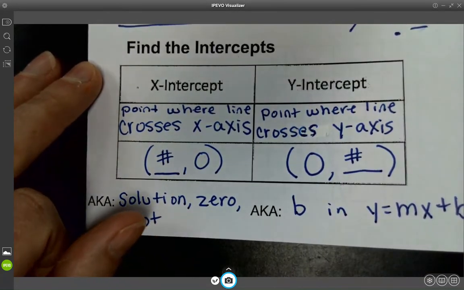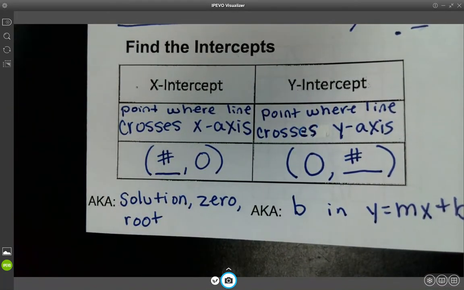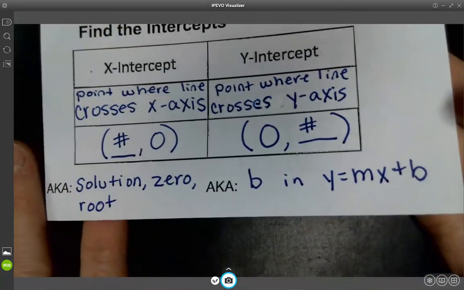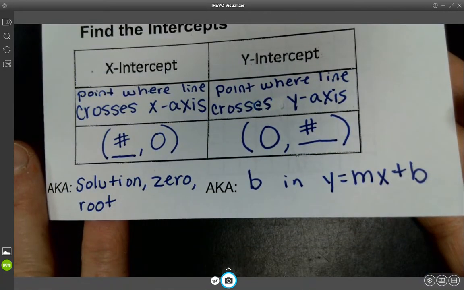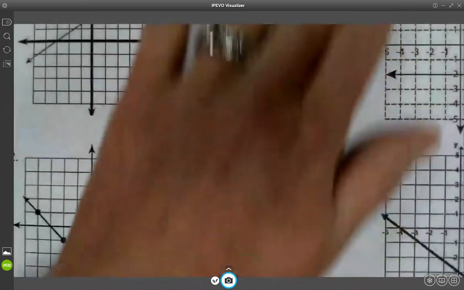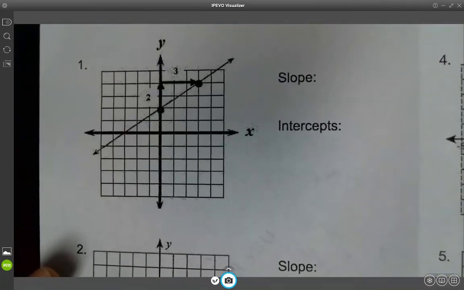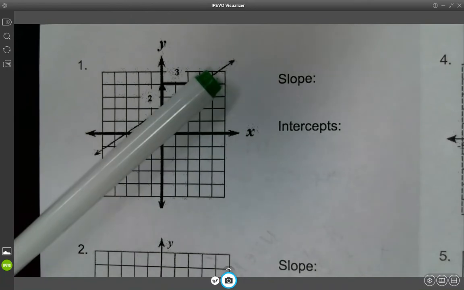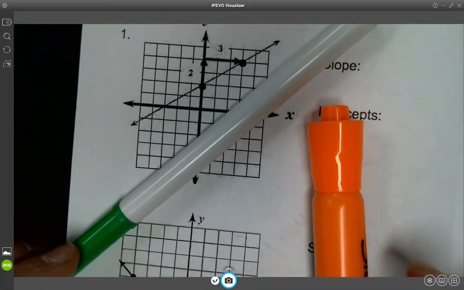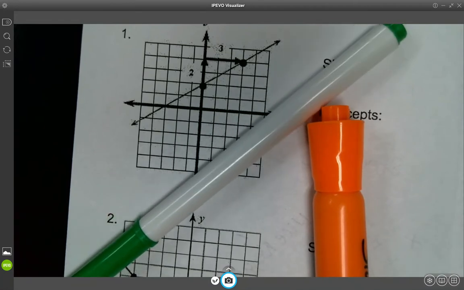So we are going to find the intercepts and the slope from each one of the graphs inside here. We're going to use our highlighter to do rise over run for the slope. So I'm going to use green for my rise and orange for my run. So you decide which one you want to use. You have two different highlighters. Just make sure to use the same one for your rise and then a different one for your run for each one.